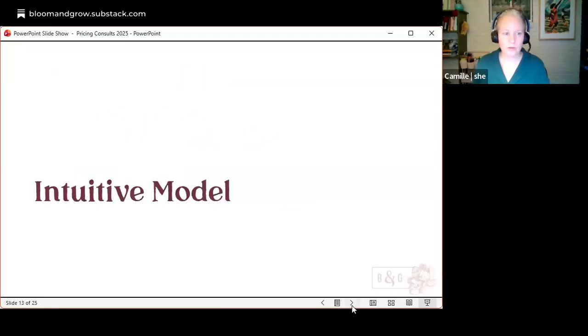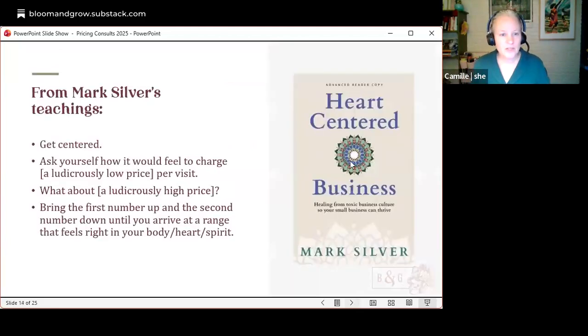Okay. The last thing I wanted to share with you, the third model, is what I think of as more of an intuitive model. This one is based on Mark Silver. Some of you have also heard me talk about his book, Heart-Centered Business, which I also highly recommend if you have not read it yet. Especially good for people who are newer to the process or starting out. But the practice that Mark recommends, which I really find helpful, is to ground yourself, take some deep breaths, put your feet on the floor, and then ask yourself, really feeling into your body, what would it feel like if I were to charge $25 for my package or my consult or whatever?